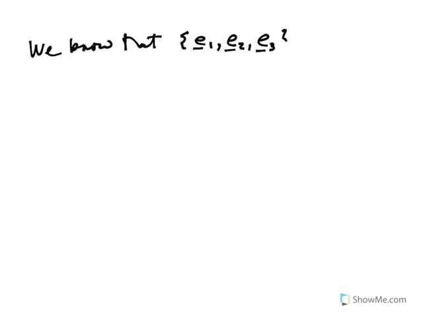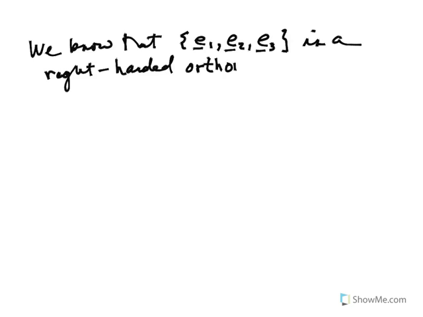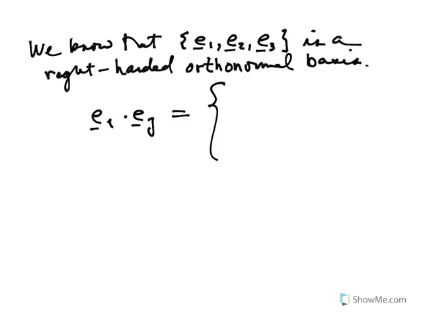So what I can do is project with the scalar product onto these three directions. Let's see what happens here, okay? We know that E1, E2, E3 is a right-handed orthonormal basis. So that means, let's look at this. Ei dotted with Ej is equal to, there are two possibilities. It's going to equal 1 if i is equal to j. It's going to equal 0 if i is not equal to j. That's what we already said.